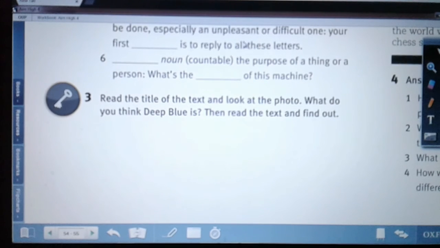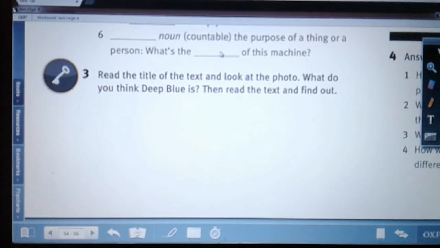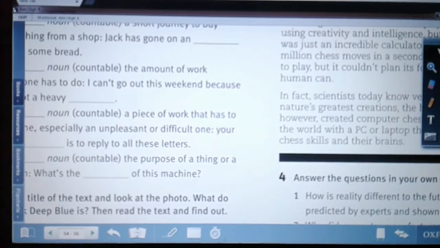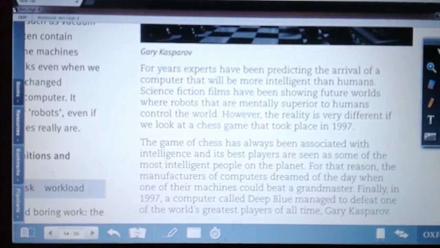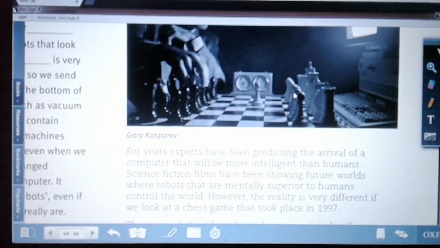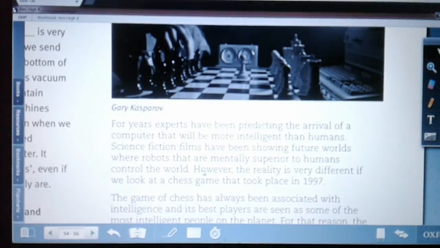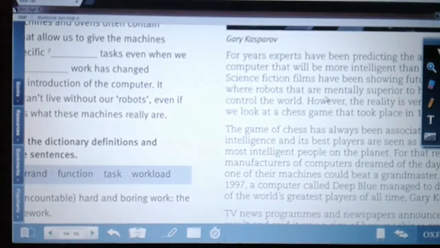And this is the last part. You need to read the title of the text and look at the photo. What do you think Deep Blue is? Then read the text and find out. So you can write down your answers about Deep Blue on this blank space, and the text that you should read is this one. Yep, this text. Alright, so that's all, everyone.